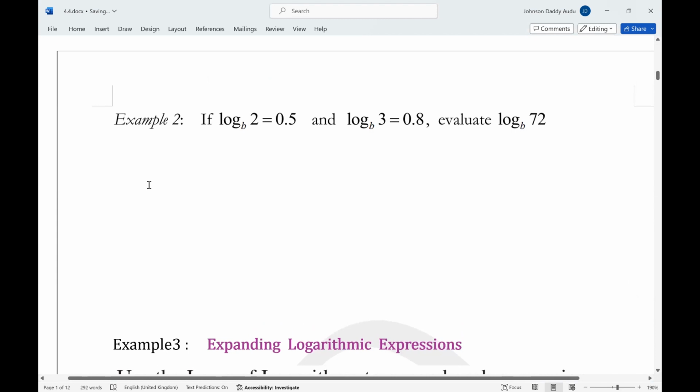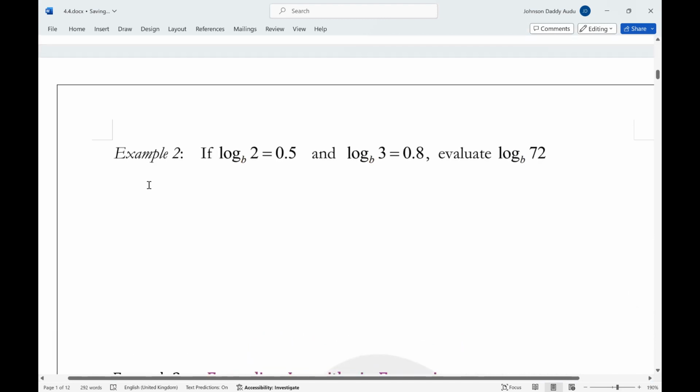All right, so this is example 2. We have that log to base b of 2 is 0.5. Log to base b of 3 is 0.8. We want to evaluate log to base b of 72. To answer this question, you can see everything is fine because we're dealing with the same base b. So here is log to base b of 72.